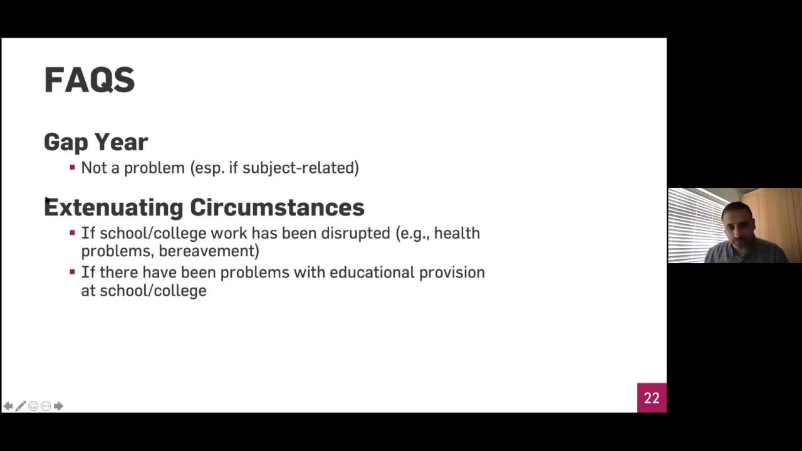Last but not least, I've talked a little bit about extenuating circumstances. I really just wanted to emphasize this again. If there are any circumstances which have disrupted your work, it could be health issues, it could have been a bereavement, please do tell us about this. We want to make sure that we take into consideration any kind of extenuating circumstances when reviewing applications.